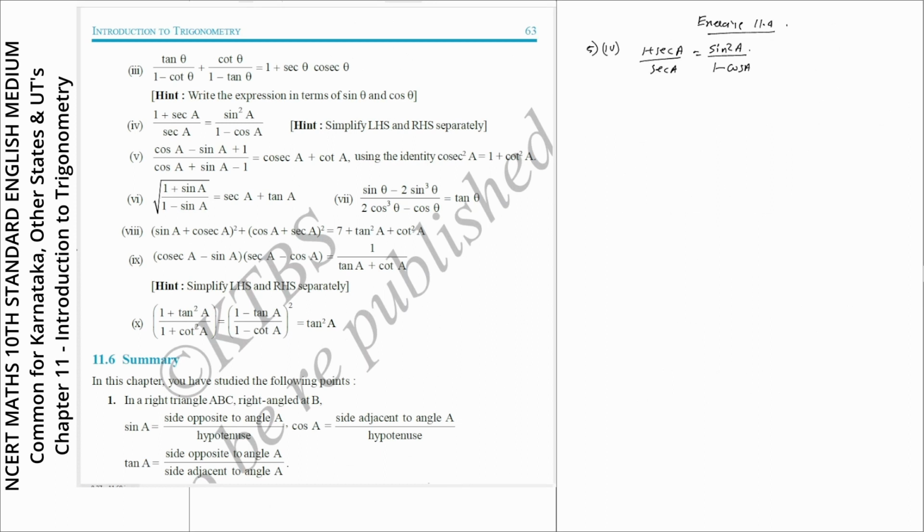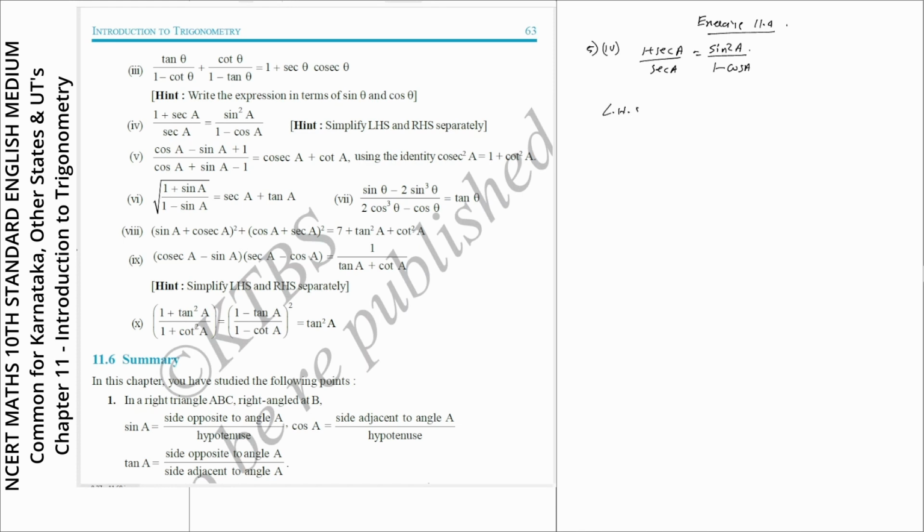Exercise 11.4, question number 5, sub question 4. Prove that 1 plus secant a by secant a is equal to sin square a by 1 minus cos a. They have given a hint also. Simplify left hand side and right hand side separately.